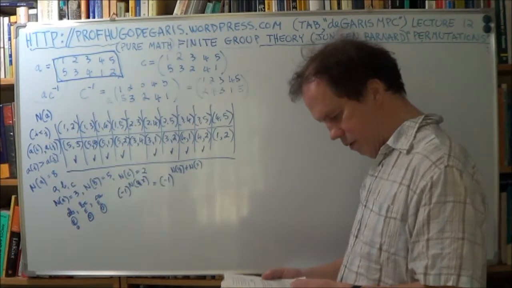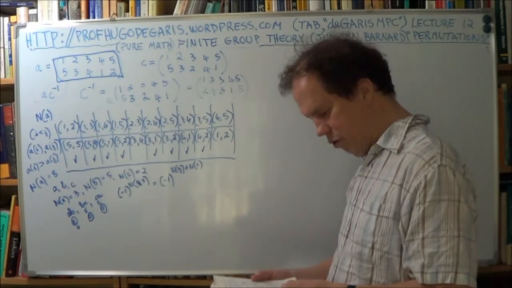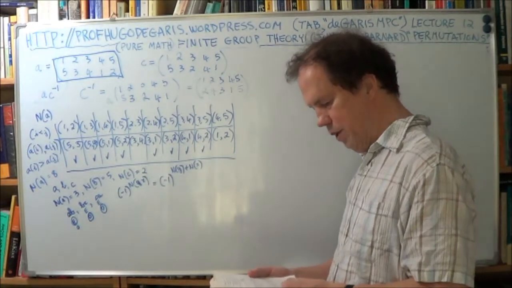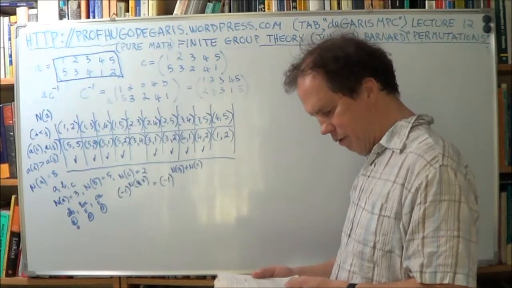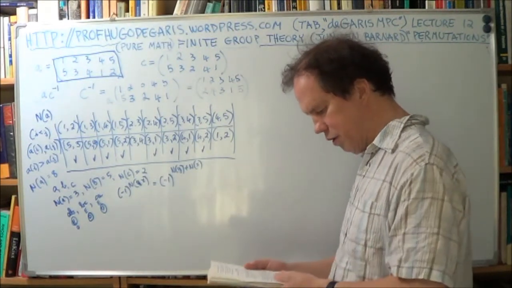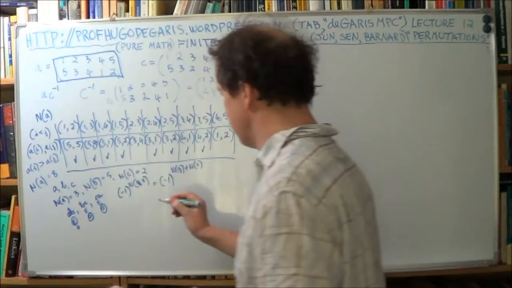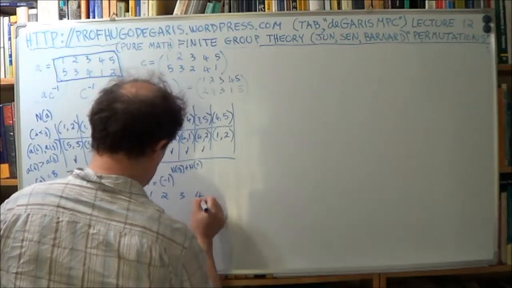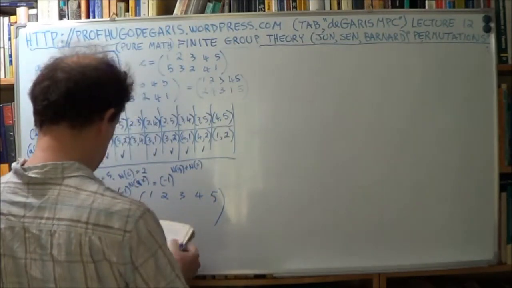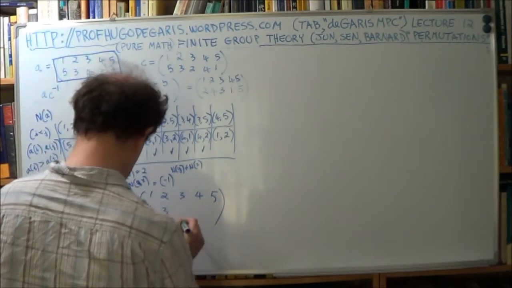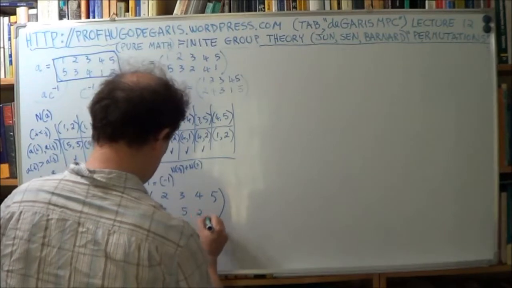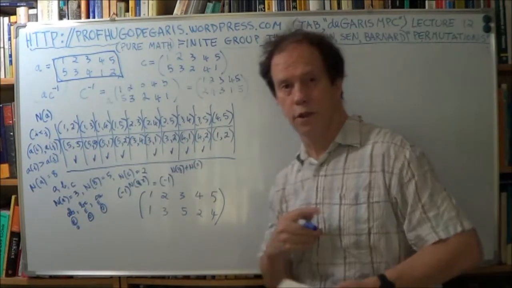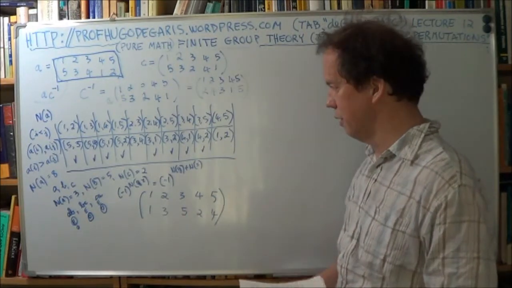Alright, so the question is: use the method of lines drawn from the top row of a permutation to the bottom row, as in theorem 42, to determine whether the permutations are even or odd. Okay, I'll just do one of them. So here's the permutation: 1, 2, 3, 4, 5, and 1, 3, 5, 2, 4. Okay. Remember, this is a quick way to determine whether a permutation is even or odd.